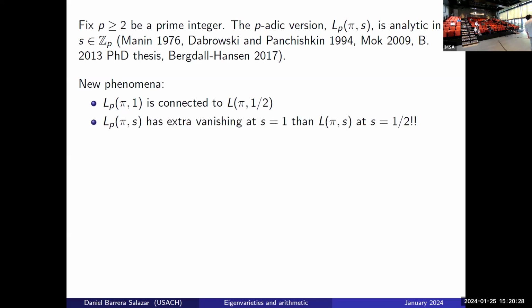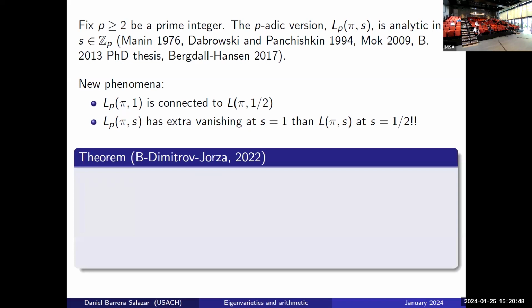But there is a very new phenomenon: you have an extra vanishing. That is something that occurs in a lot of situations, and it's a new phenomenon that we are still trying to understand how to explain. In this particular situation, we have the following theorem that we proved in 2022 with Dimitri and George. What we prove is, assume that the automorphic representation is not critical and is what we call spherical at p.